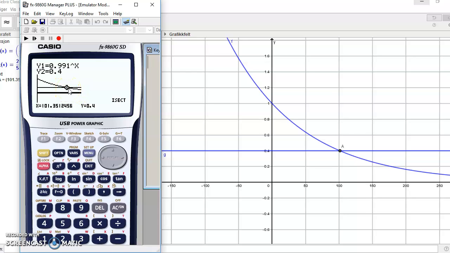Now, when x is 101, this power graph dips below the 0.4 line. So that means that 101 is not a big enough sample to get lower than 0.4. So the lowest sample we can have is 102. So you need a minimum sample of 102 to, what are we supposed to find again? So the probability of the sample having no carriers is less than 0.4.